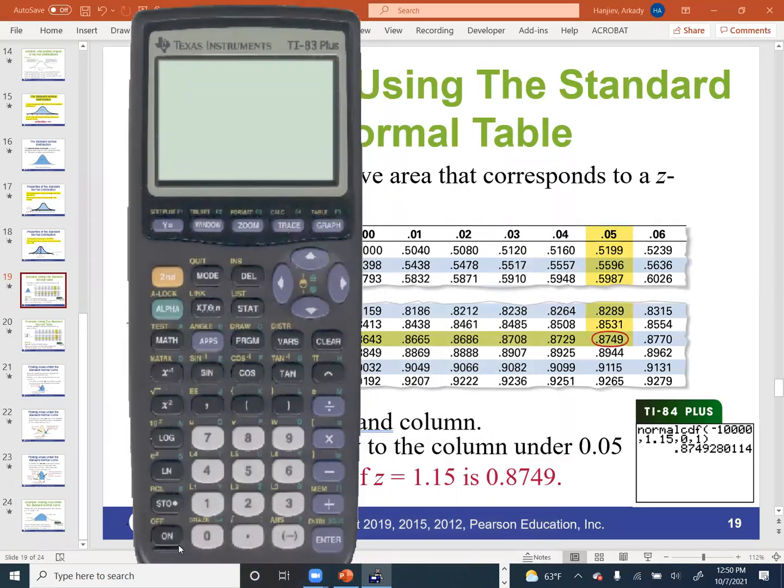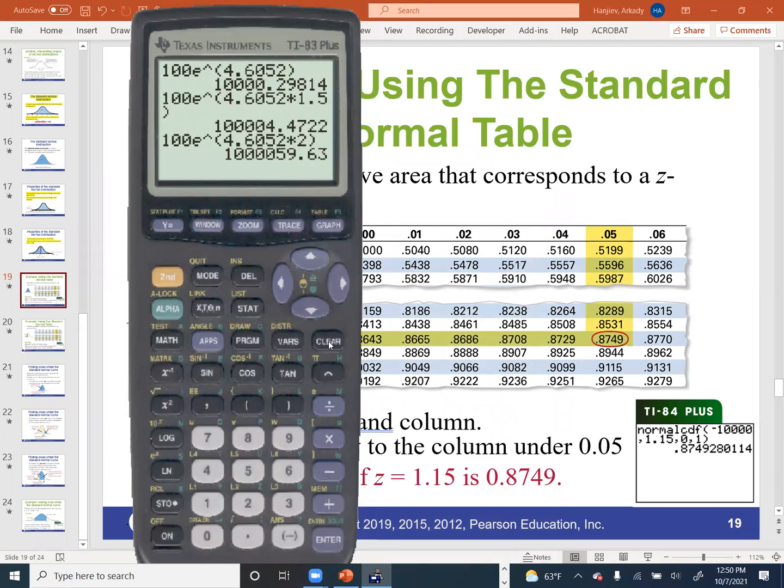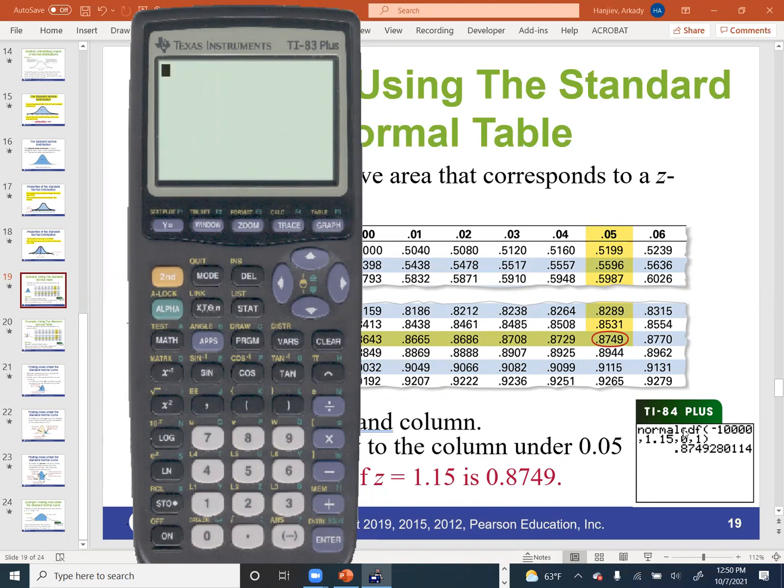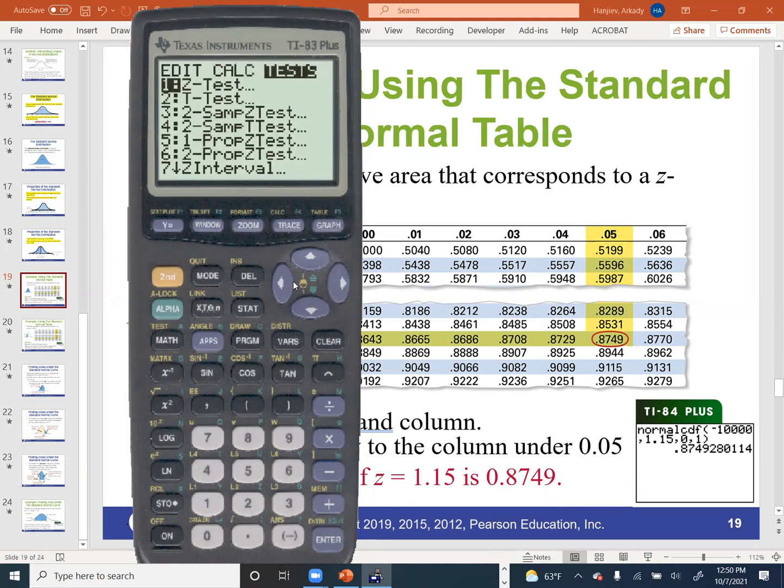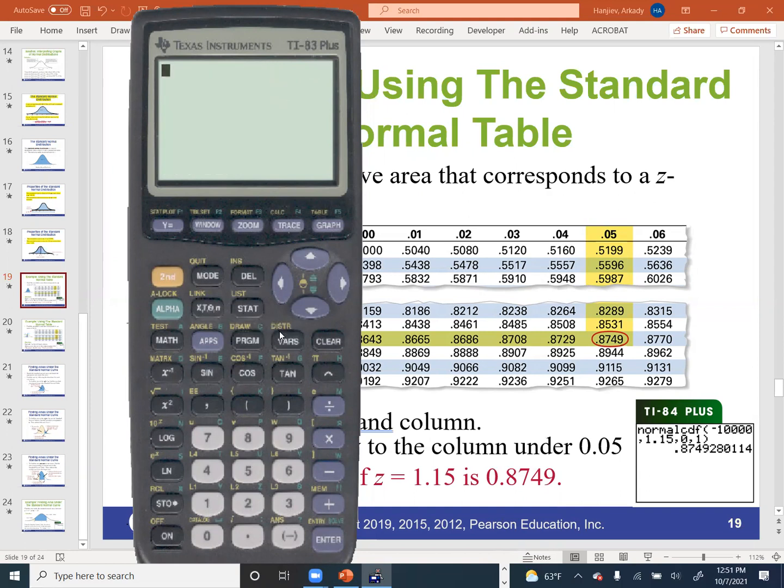Okay, let's jam. So we need to find normal CDF. Oh, distribution. Okay, so this little guy right here called distribution is where we want to get to. In order to get to it, we have to push the second button and click on vars. So distribution. And we're looking for this guy here, number 2, normal CDF.